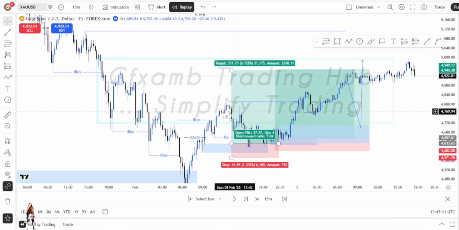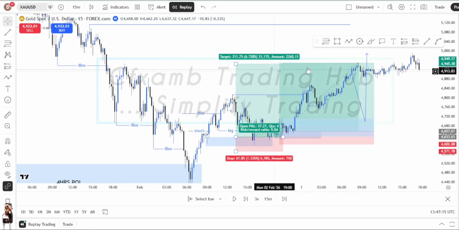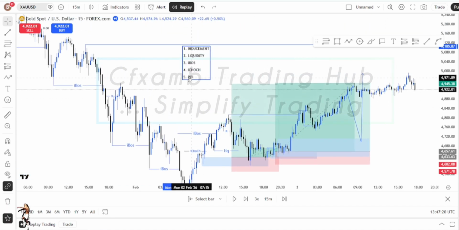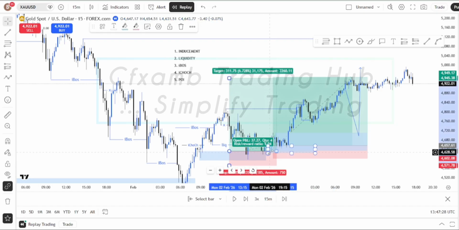So this is how smart money, this is how we trade SMC. You trade in line with all the criteria here. See, this is our point of interest. This is our point of interest here. This is our second point of interest here that makes us buy again.